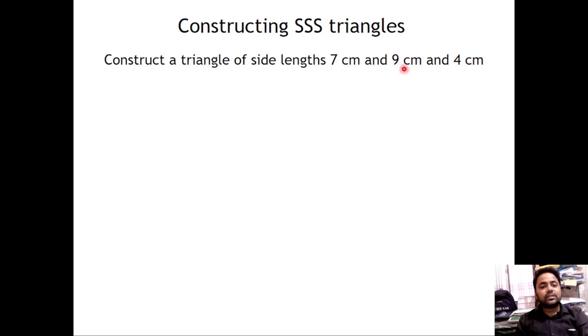centimeter, 9 centimeter and 4 centimeter. So first of all we have to choose the maximum length, 9 centimeter, and thereafter we have to make an arc of 7 centimeter, and same on this arc we have to take the point of intersection with the length of 4 centimeter.